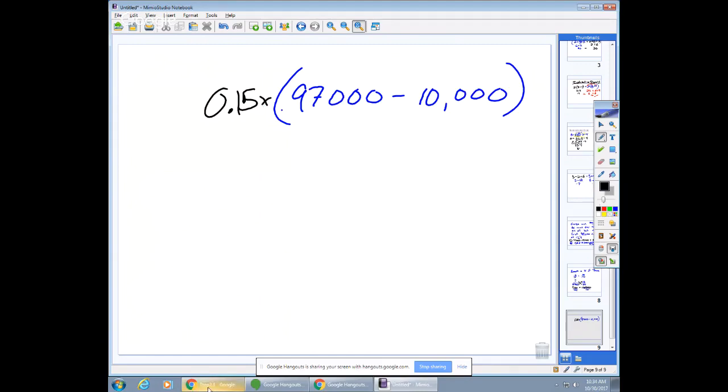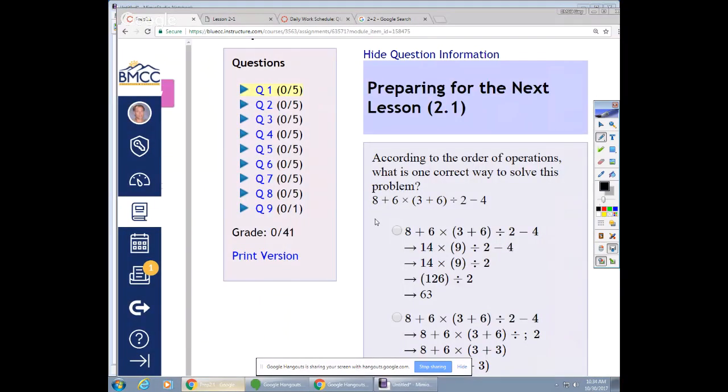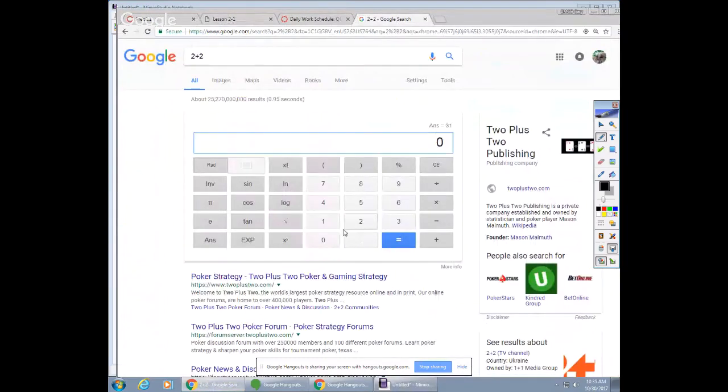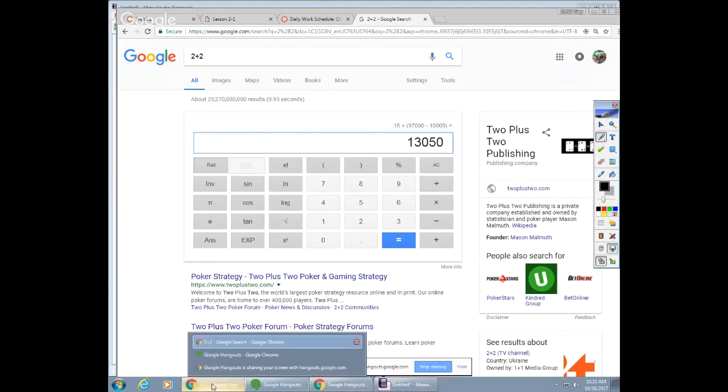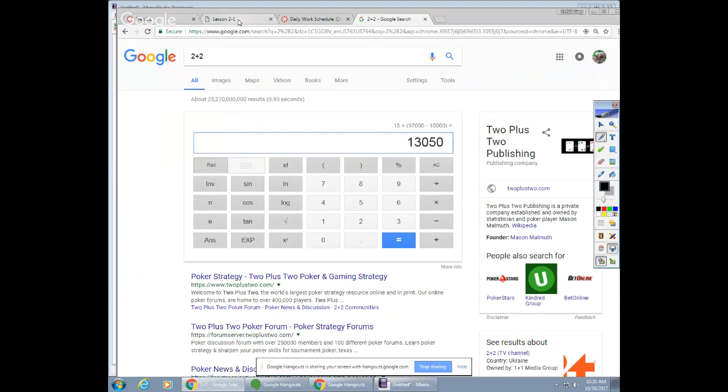So I'm going to bring up my Google calculator, and then we'll move on. According to my work, I should be able to type 0.15 times parentheses 97,000 minus 10,000. I think I have enough zeros there. And there's my 13,050. All right, so I think we're going to start taking a look at the worksheet now.